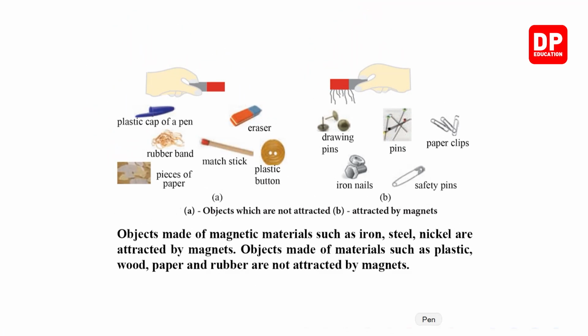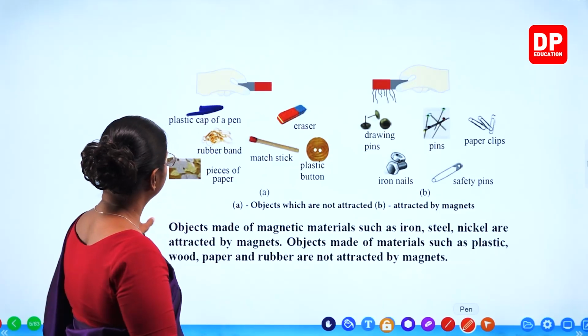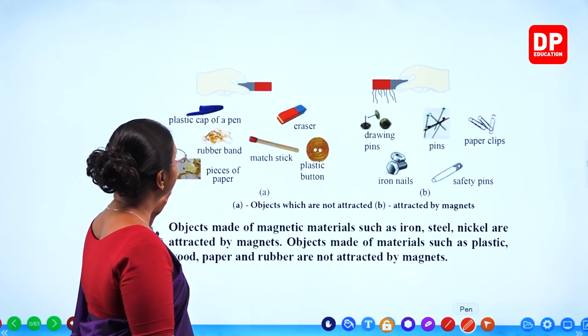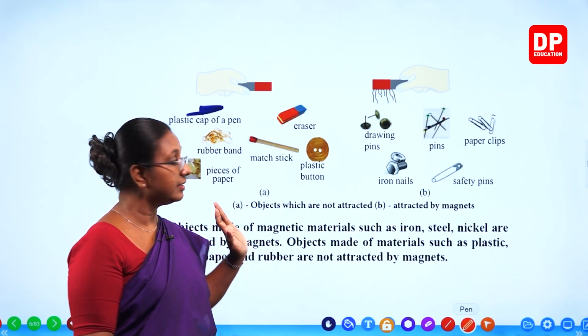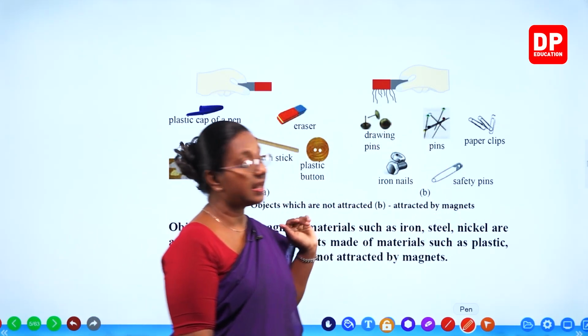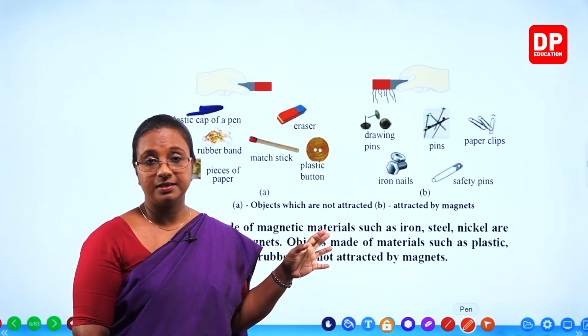I'm sure you can understand what is shown here because you are familiar with this concept. There are objects that get attracted to the magnet. So, here you can see there are objects that are not attracted to the magnet and there are other objects that are attracted to the magnet.